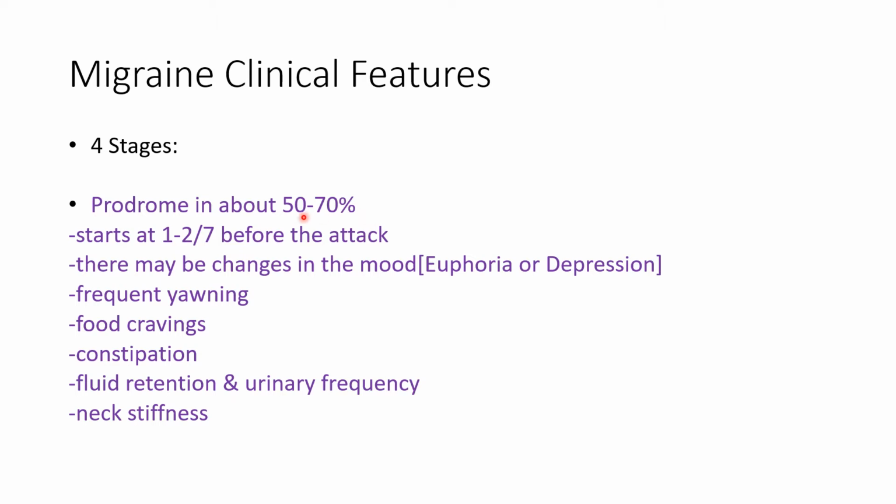And what am I talking about when it's going to prodrome? This is going to start at 1 to 2 days before the attack. That is what it's saying, pro. Okay, there may be changes in the mood. Some will become euphoric and some will become depressed, but they will know something is changing in them. Then frequent yawning, you are tired, you are hungry, and so on.